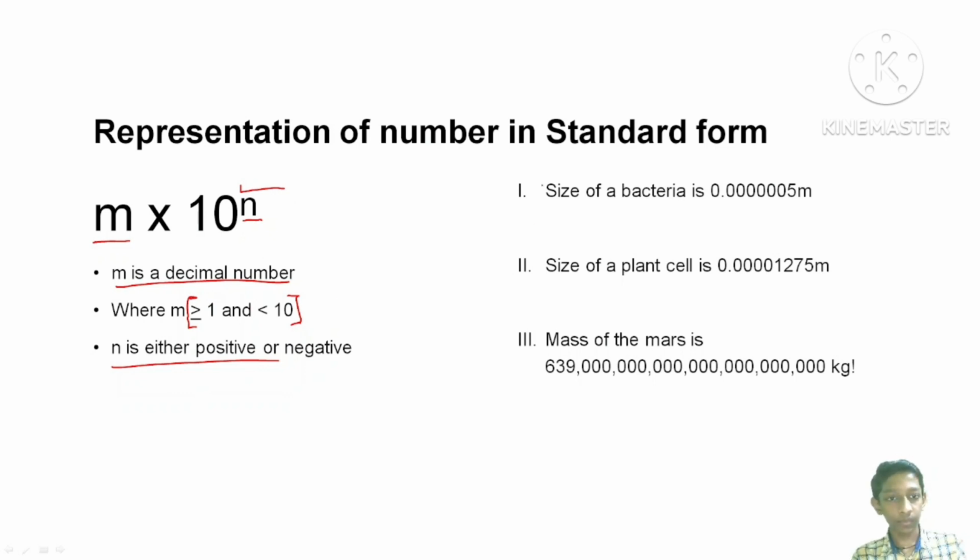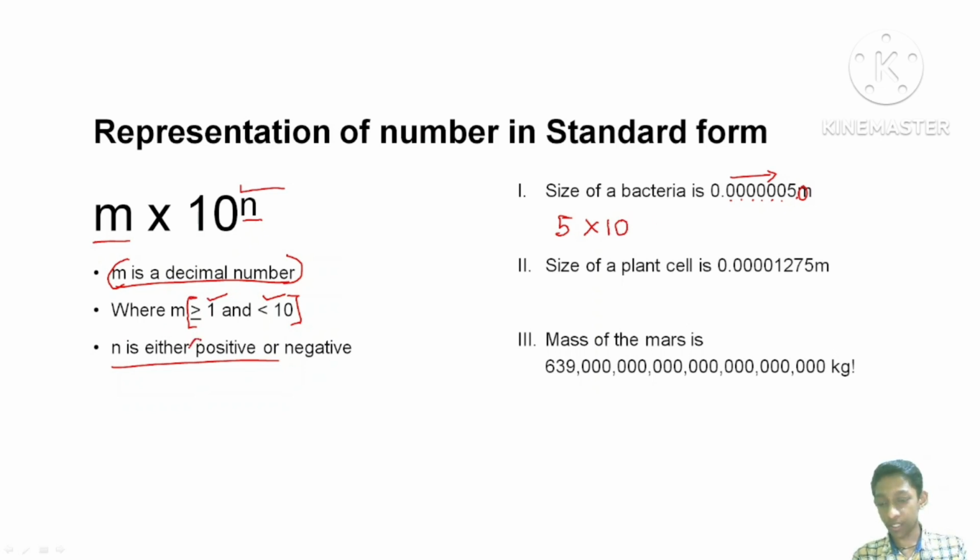Now let's take an example. The size of a bacteria is 0.00000005 meters. It is very difficult to even read such small numbers. Now let's convert this usual form into standard form. Since m has to be a decimal number, let's take the decimal point beside the number 5, that is 5.0. We took the decimal point beside the number 5 because 5 is greater than 1 and less than 10. So it's better if you write 5 into 10 raised to the power of n.